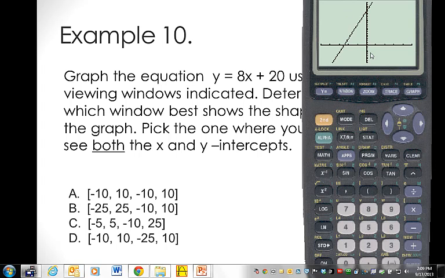One thing I may want to change is the y scaling here. So let's go back to window and change that y scaling. So I've got 35 units here. I don't need 35 notches. Maybe 5 there.